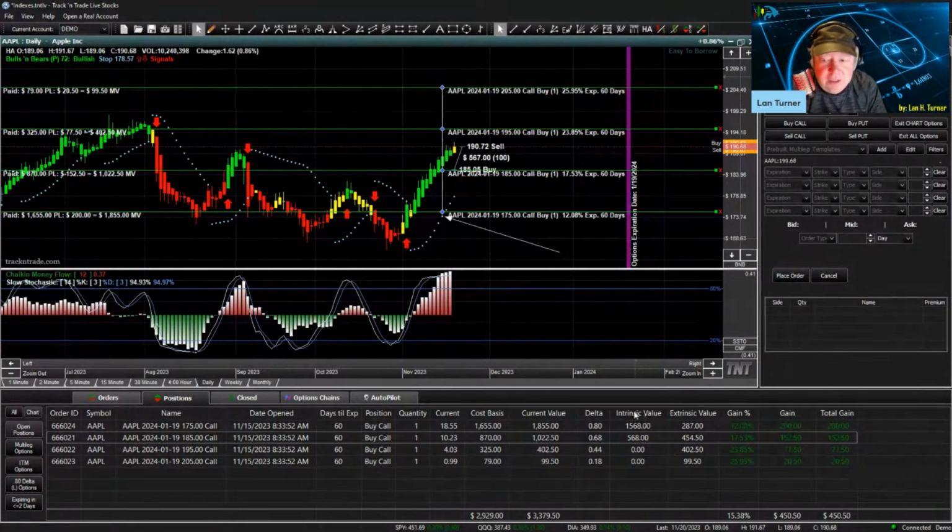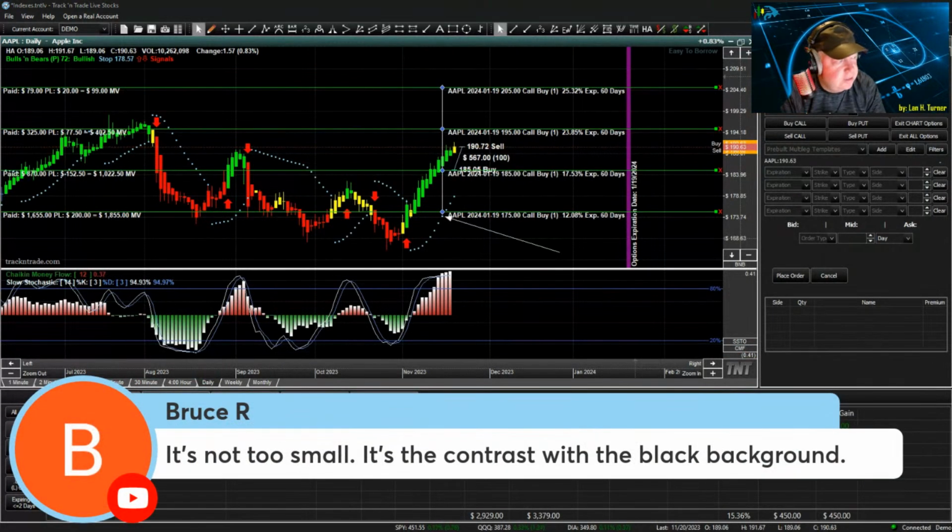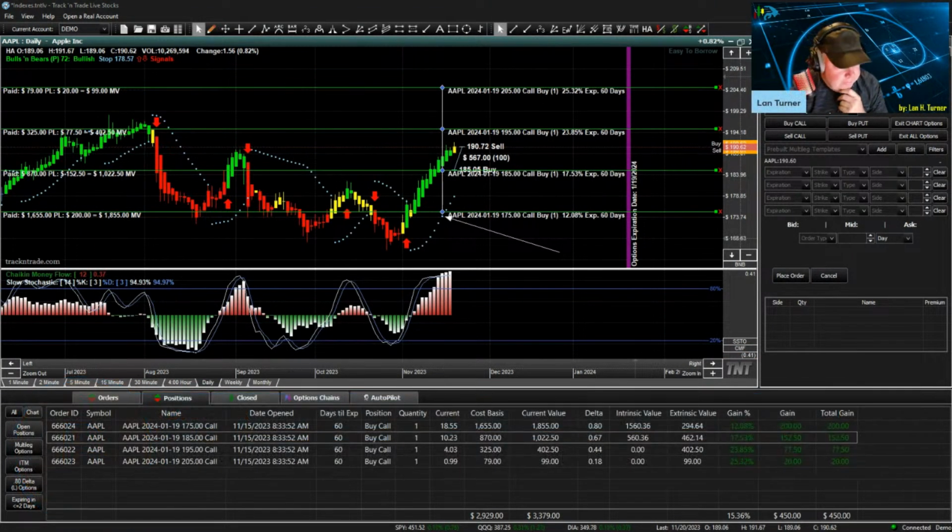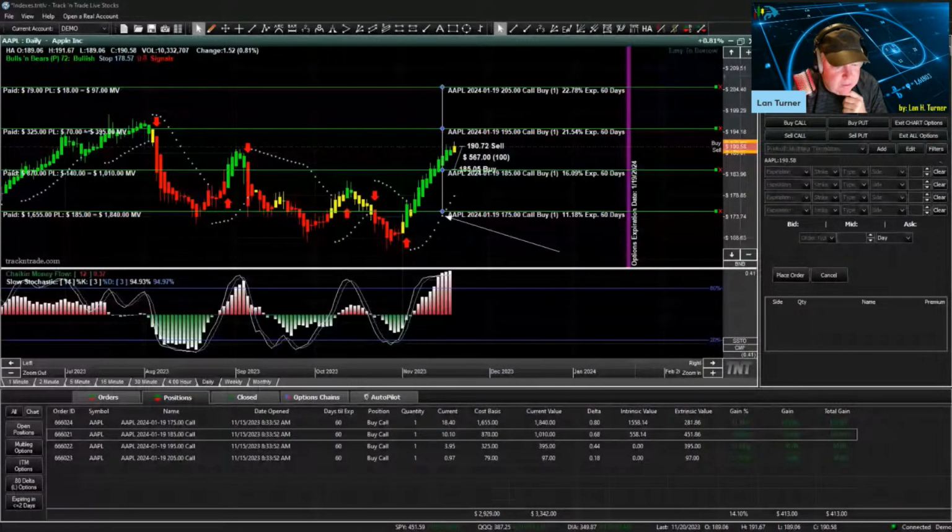Bruce is saying that he's still having a hard time seeing those numbers. He says it's not the size of the font, it's the black background. Can I try something? It might blow things up, so give me a second. Let me try and fix it for you, Bruce. The programmers gave me another solution, but whenever I do it, it might mess things up. Okay, hold on a second. Here we go. I'm going to put this back to normal.